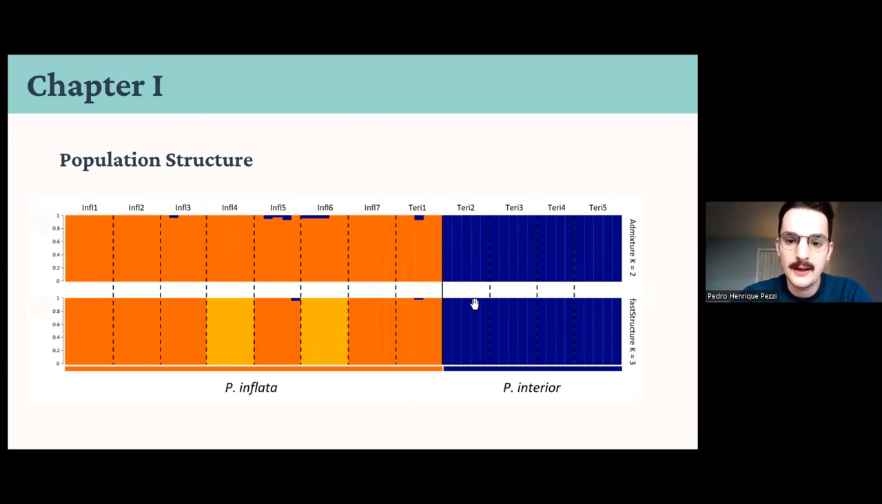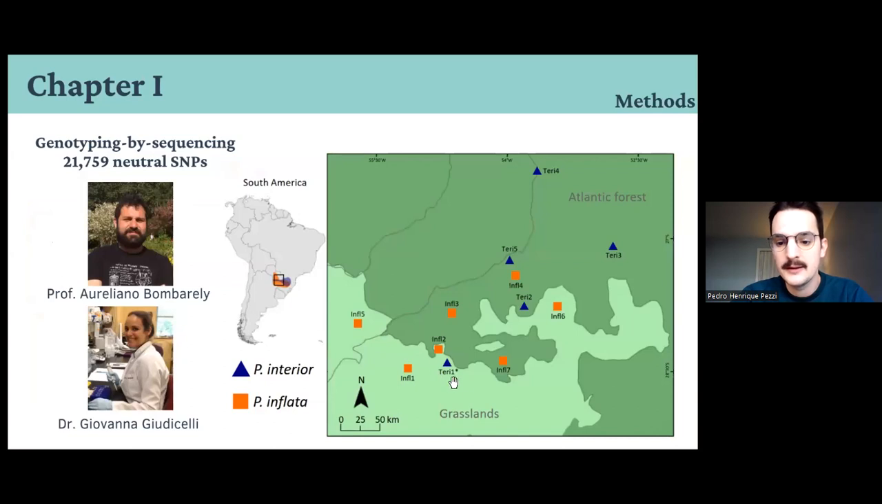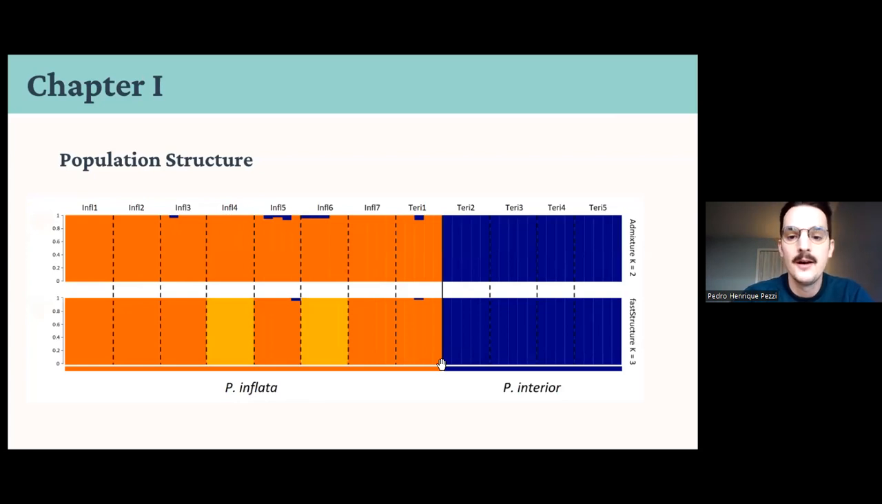And also one thing that I would like to highlight here is that Terry 1, this population that we collected as Petunia interior, was deposited in the herbarium for many, many years as Petunia interior. But this analysis and all the other analyses show that it was actually a Petunia inflata. So it just shows you how hard it is to distinguish these two species, even for very qualified taxonomists. But after this, we consider this population as Petunia inflata and not as Petunia interior.